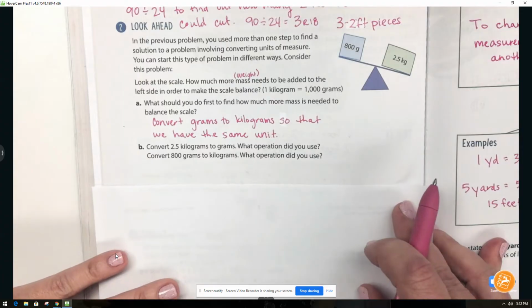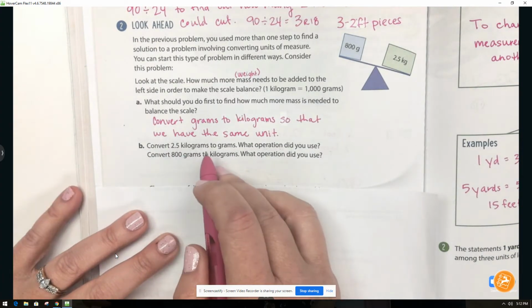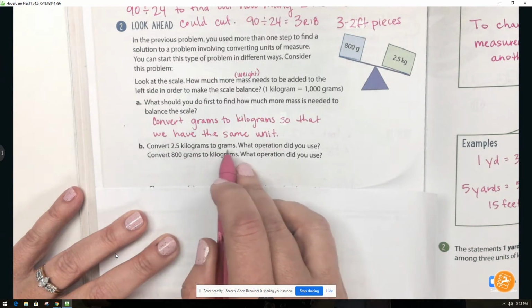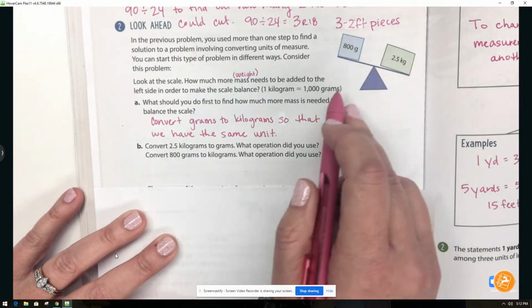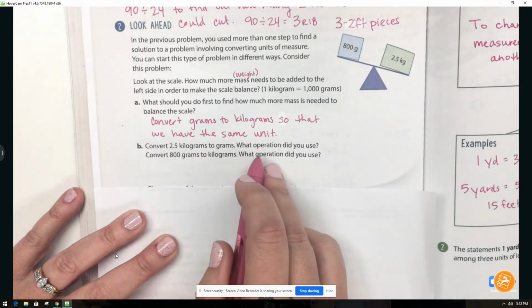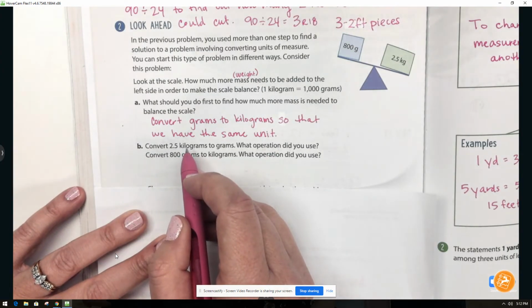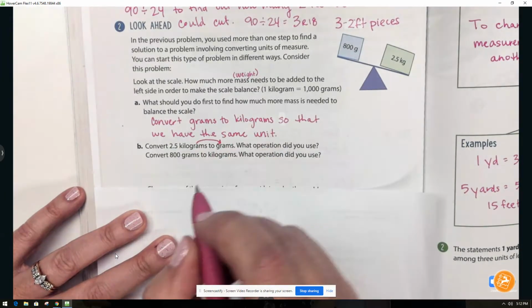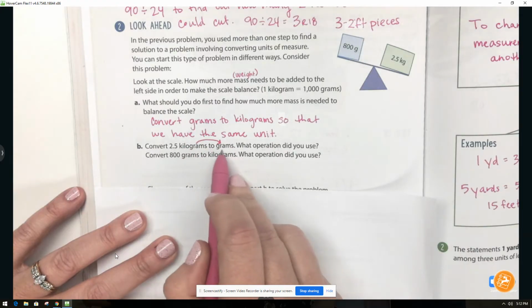So for part B, it says they want us to go ahead and convert. We're going to do two different things. First, we're going to convert 2.5 kilograms to grams. And then we're going to say what operation we used. So if we're going from kilograms to grams, which is a larger unit, a kilogram or a gram?